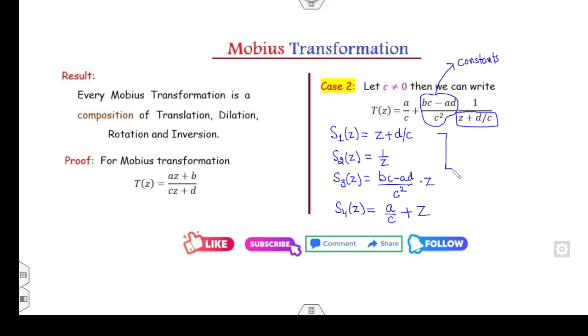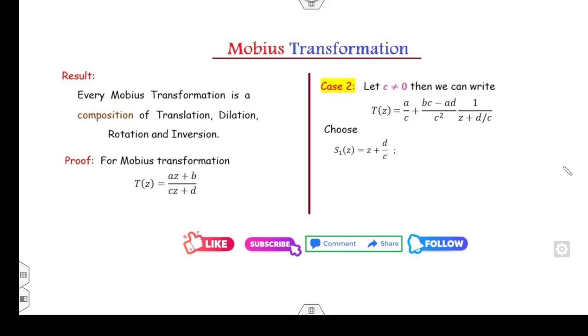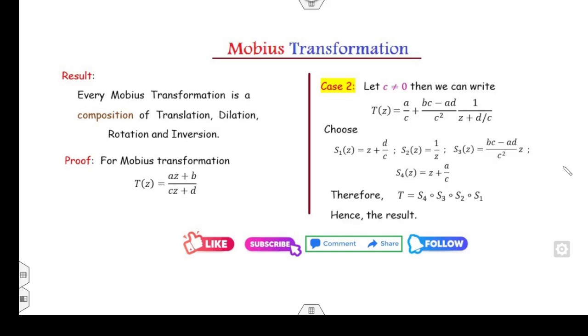And based on these four functions, you can define that T of z is, firstly, S4 composition S3 composition S2 composition S1. Fine. So S1, S2, S3, S4, and based on that you can define the composition as S4 circle S3 circle S2 circle S1, and you can see how many compositions you have taken: 4, which is always even.